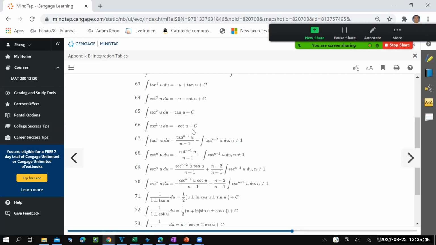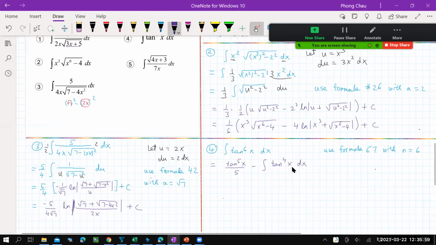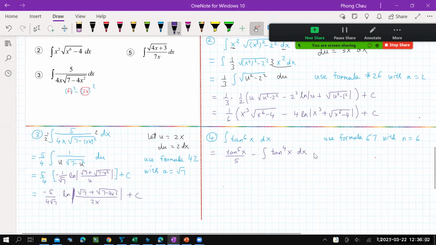Now notice that in this case we still have the integral. It's just because this formula is derived using integration by parts, uv minus integral of v du. So you see that there's still an integral to take care of. In our case, it's tangent to the 4th. Well, how to integrate that? We're going to use the formula again. So what formula? Well, it's still tangent to the 4th power, so it's still the power of n. We use the same formula again, 67, but this time the n is 4 rather than 6, right?